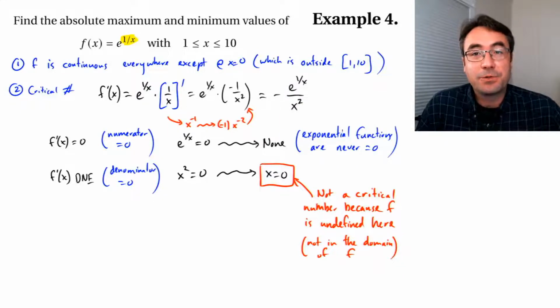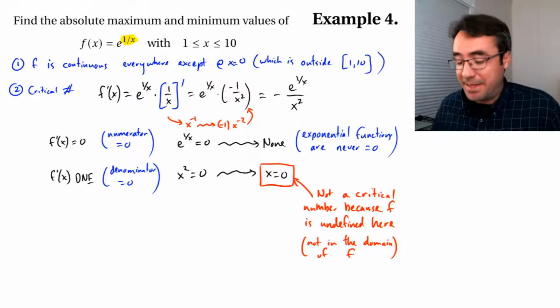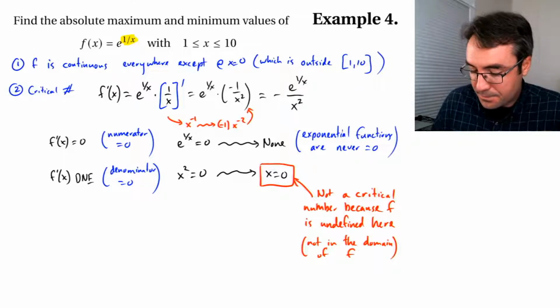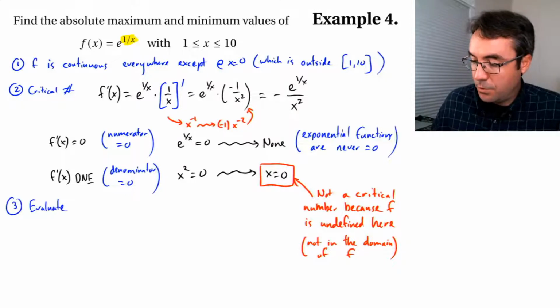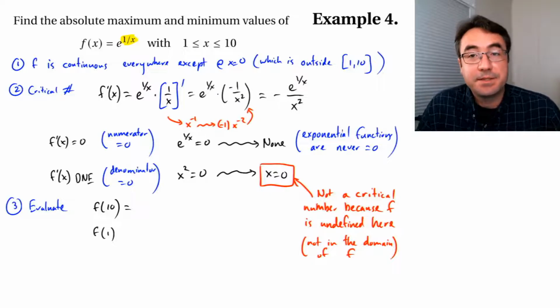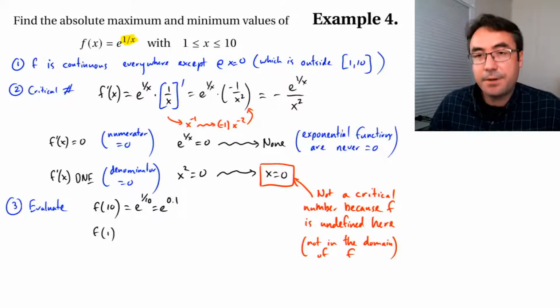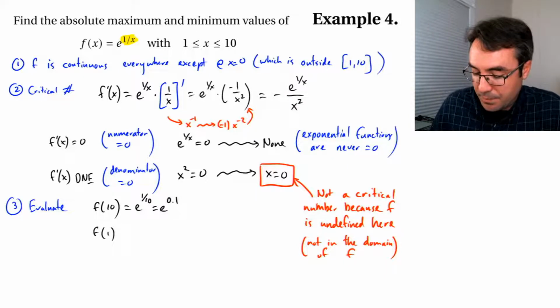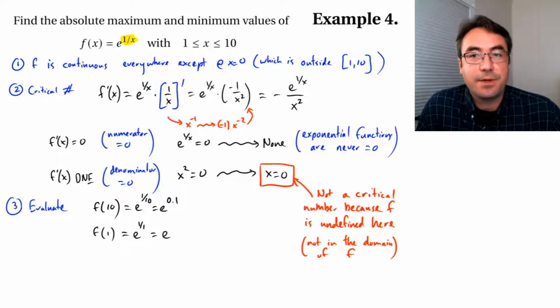So when we're trying to figure out the absolute max and the absolute min on this closed interval, the only place that could happen is at the endpoints. So we just need to evaluate, plugging in only the endpoints here. We'll do 10 and we'll do 1. When we plug 10 into this function, we get e raised to the 1 over 10, which is e to the 0.1. And when we plug 1 in, we get e raised to the 1 over 1 power, which is just e. And e is the larger value there.